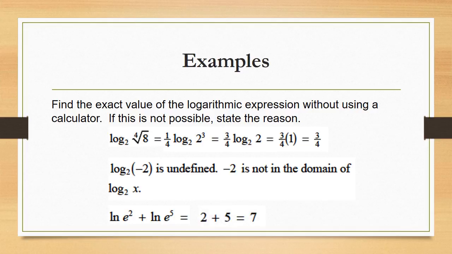You could do that. You could put them together with multiplication first and get e to the 7th, and then the natural log and e cancel. Or you can do what they did here, which is they go ahead and cancel and have 2 plus 5 is 7. So either way will work for that.